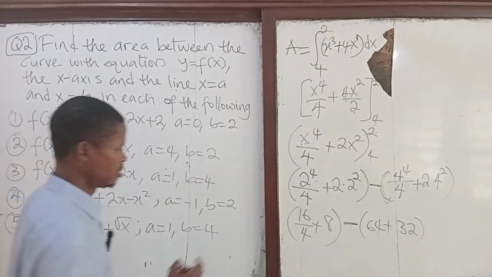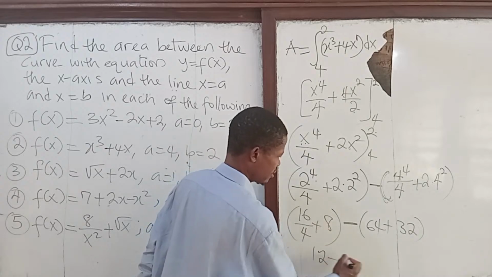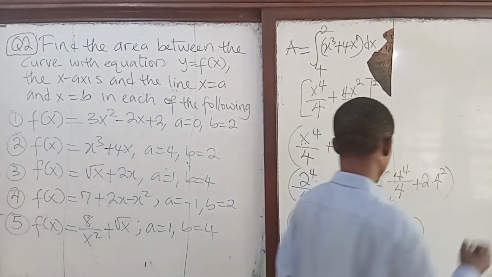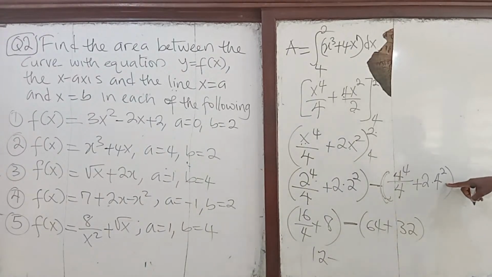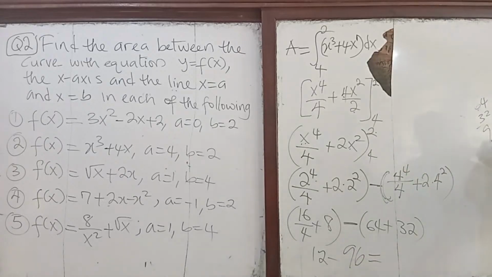You can use a calculator. So this will be 16 over 4, that's 4, plus 8, that's 12, minus 64 plus 32. 64 plus 32 is 96. That's the minus 96. So that's 12 minus 96, that's minus 84. So let's check what we have done. So that's minus 84 for the second one.